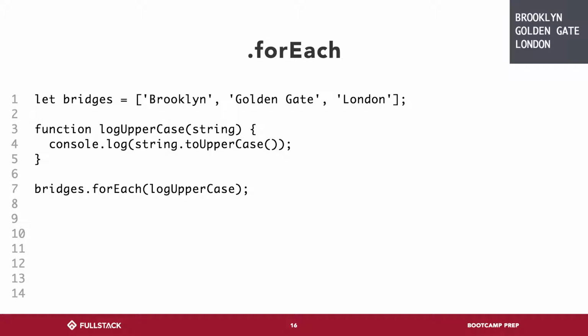we've got bridges, just 3 bridges. An array of bridges: Brooklyn, Golden Gate, London. And we have a function, logToUppercase, which just takes a parameter and prints it in uppercase. When we call the forEach method on the array bridges and give it the function logToUppercase, what is happening is forEach is looping over, iterating over that array the same way a for loop would. And every time it hits a new element in that array, it passes that element into the function that we give forEach.